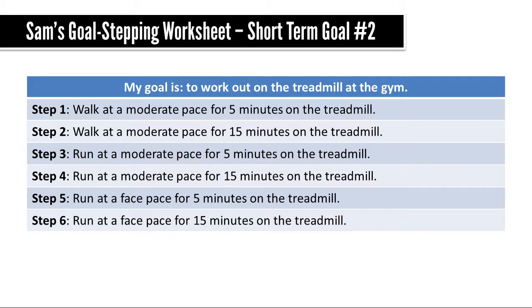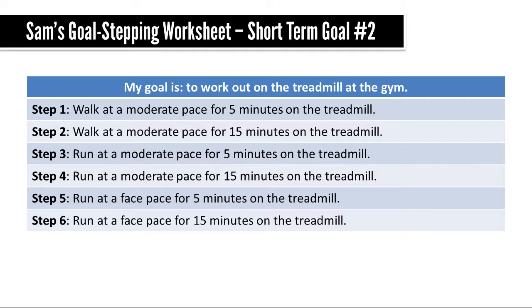Now, this is the goal stepping worksheet that she filled out for her second short-term goal, which was to work out on the treadmill at the gym. She had avoided using the treadmill because of her concern that she would work up a sweat and people would judge her as pathetic. So here is her strategy for gradually stepping toward a good workout on the treadmill, sweat and all. Regardless of the sweat.